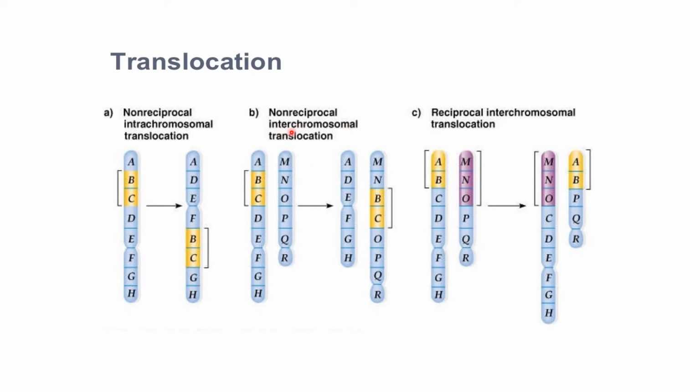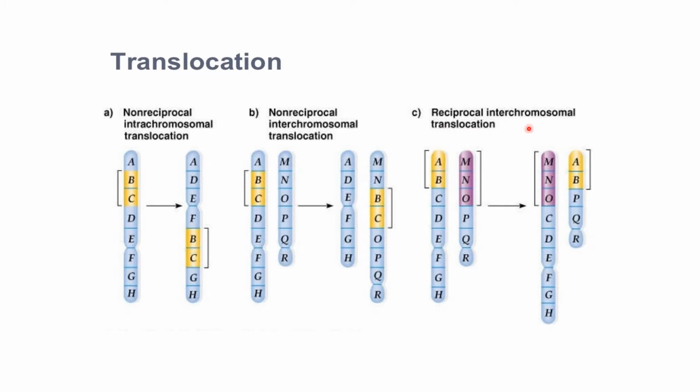In non-reciprocal interchromosomal translocation, the segment B and C gets translocated to another chromosome between N and O here, leading to formation of this chromosome. That is, this is a chromosome which has lost segment B and C from here, and this is a chromosome which has gained the segment BC at this region.